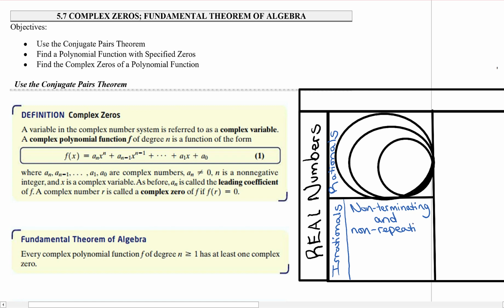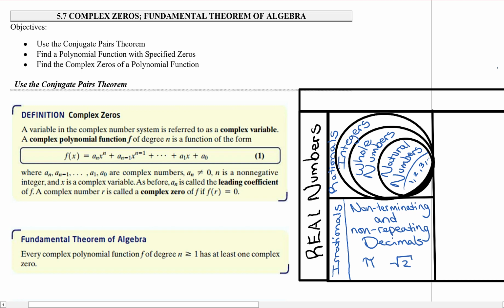Let's recall the real number system. The real number system is made up of two sets of numbers. The irrationals, which are non-terminating and non-repeating decimals, such as pi and the square root of 2, and the rationals, which are made of other subsets of numbers, such as the integers, the whole numbers, and also the natural numbers. The natural numbers are also called the counting numbers because those are the numbers you learn to count by, for example, 1, 2, and 3, and so on.